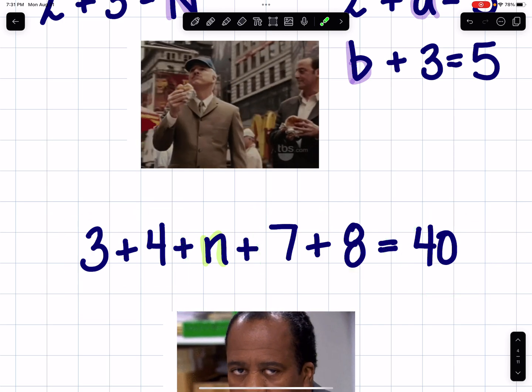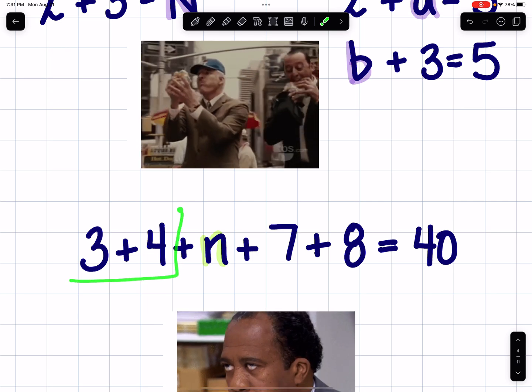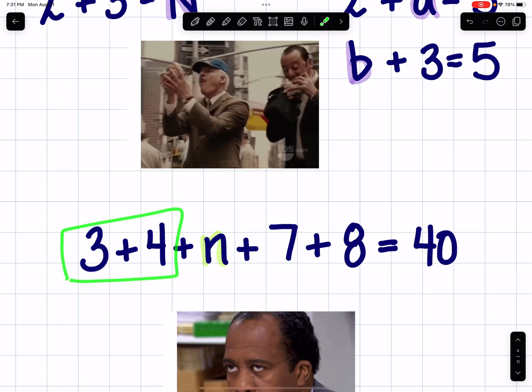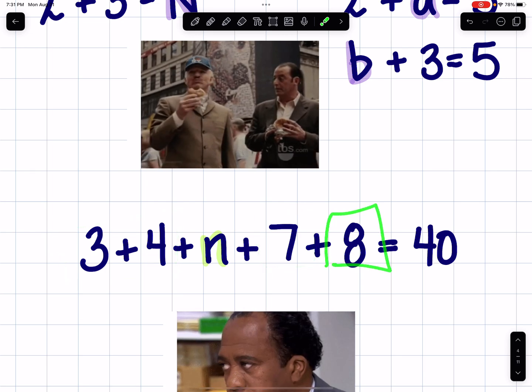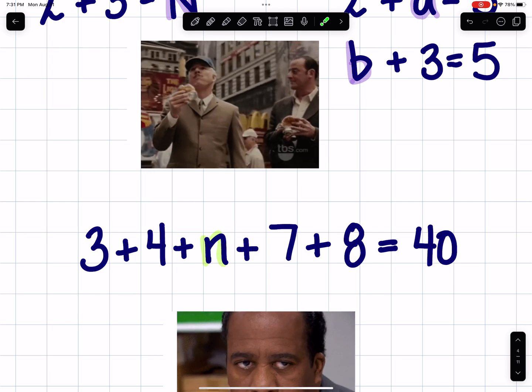So the way I do that is I like to add all of these together. 3 plus 4 is 7, then you have another 7 here, you get 14, then you have 8, 15, 16, 17, 19, 20, 21, 22.